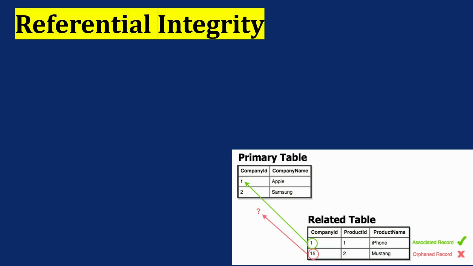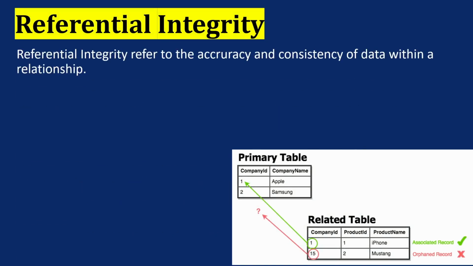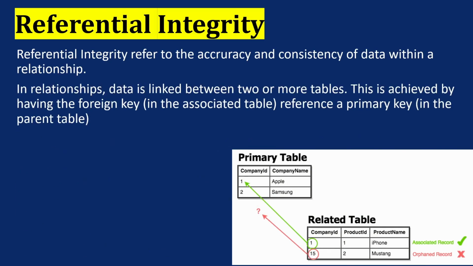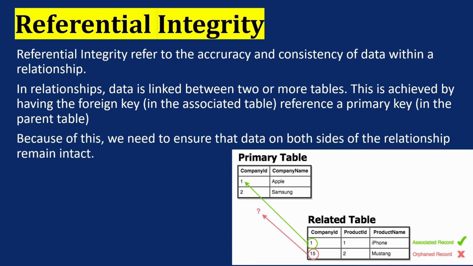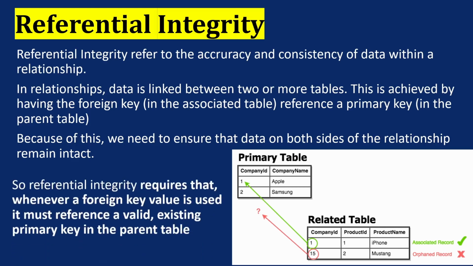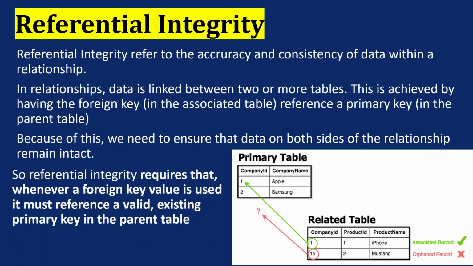Referential Integrity. Referential integrity refers to the accuracy and consistency of data within a relationship. In relationships, data is linked between two or more tables. This is achieved by having a foreign key, which is in the associated table, with a reference to a primary key, which is in the parent table. Because of this, we need to ensure that data on both sides of the relationship remain intact. So, referential integrity requires that whenever a foreign key value is used, it must reference a valid existing primary key in the parent table.